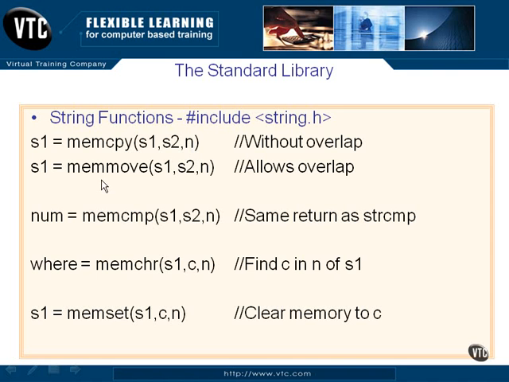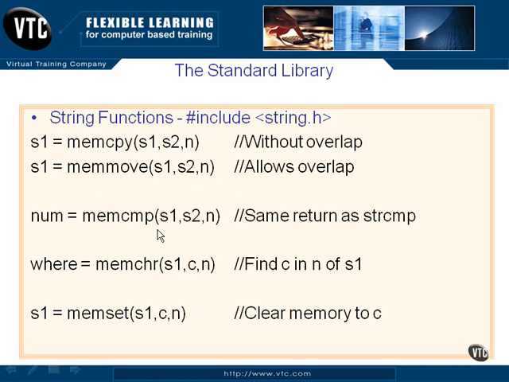memmove allows overlap. If string 2 is just a little bit down within string 1 someplace, we can copy it, kind of ripple it up to string 1. memcpy can't do that. It'll be corrupted if you try to use it on strings that are within each other with overlap.